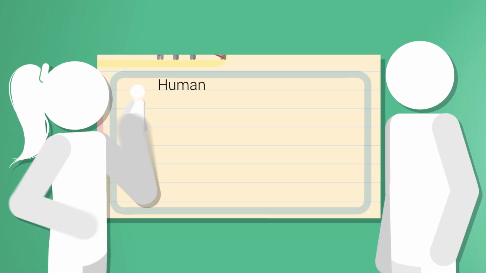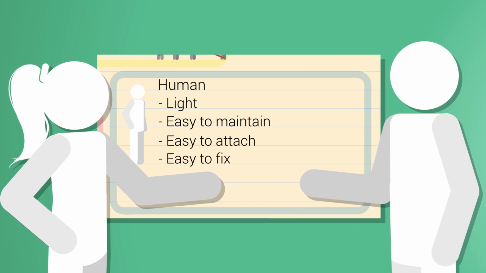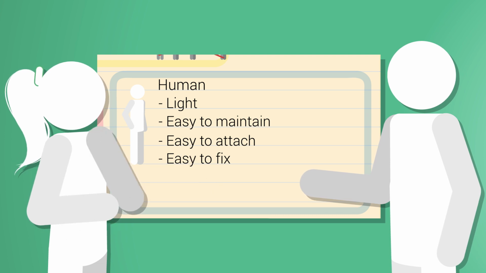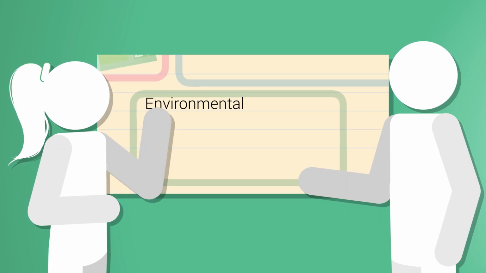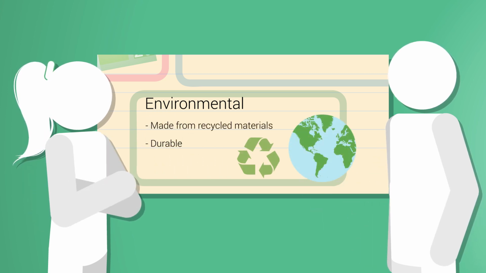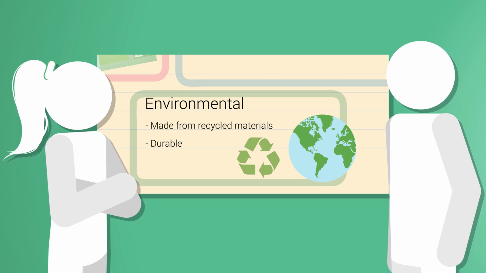I want the object to be light, easy to maintain, and easy to attach. And easy to fix. Whoever fixes the object matters too. Anyway, I don't plan on breaking it. I don't like waste. I could specify that the item must be recyclable and made from recycled materials. So by taking into account the impact that the object has on the environment, we also consider the environmental constraints.